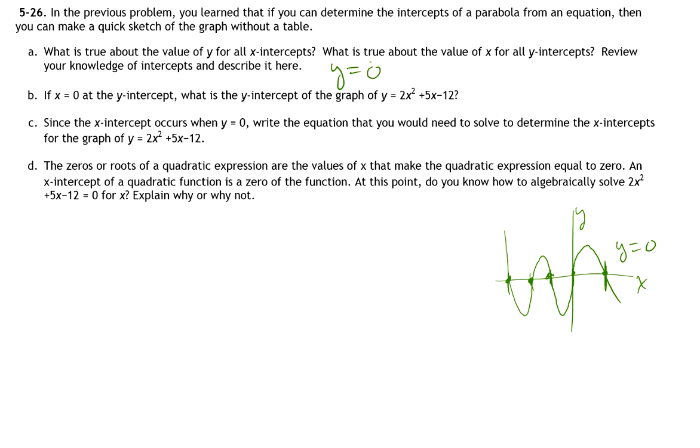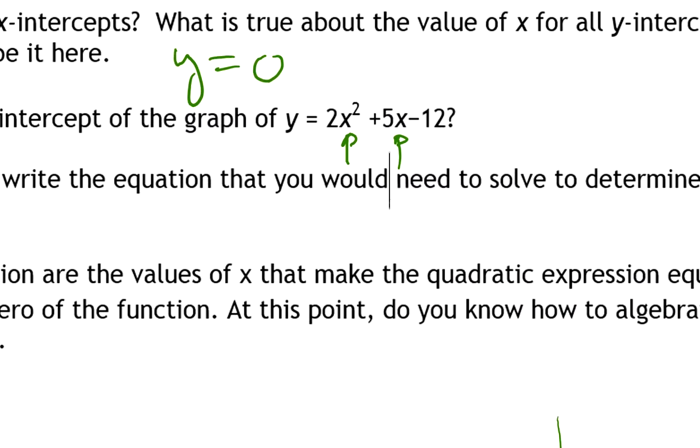If x is 0 at the y-intercept, okay, so what is the y-intercept of this graph? Well, if x is 0, this part becomes 0 and this part becomes 0 because I'm multiplying by 0, and I get that y is equal to negative 12.